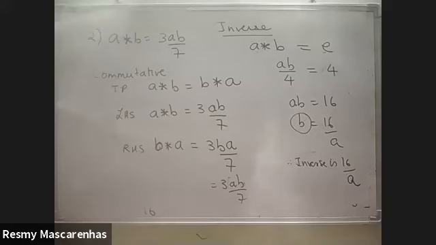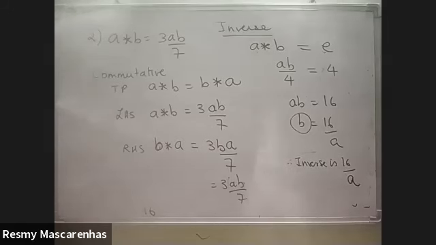Identity element is 7 by 3 and inverse is 49 by 9A. I have not done this problem, I'll let you know. I'll just solve it. I did not solve it.